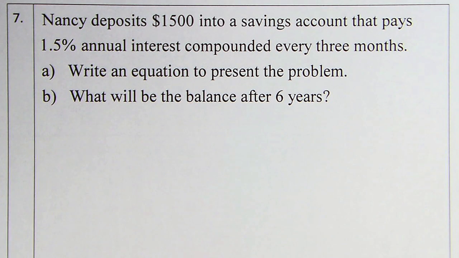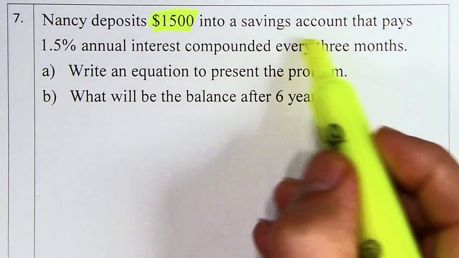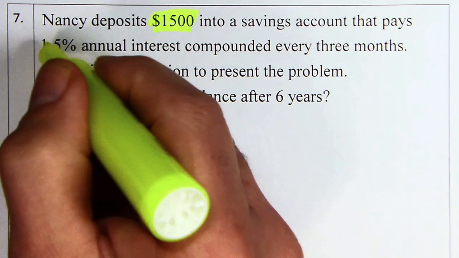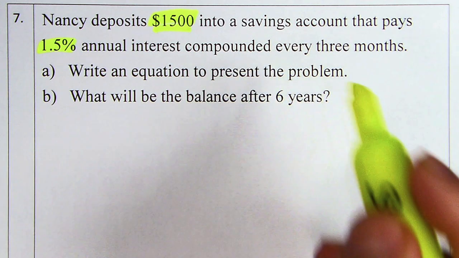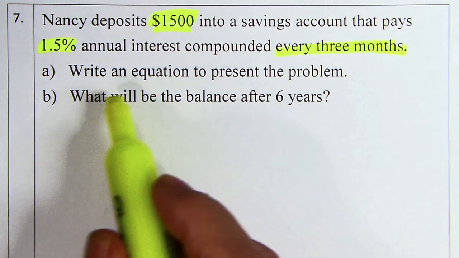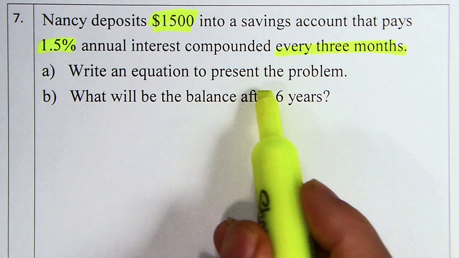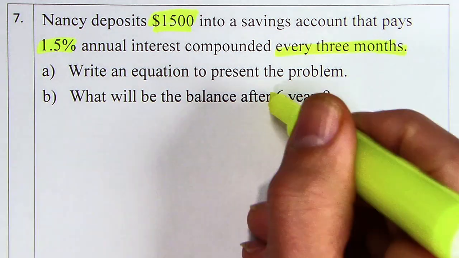Nancy deposits 1,500 into a savings account that pays 1.5% annual interest rate compounded every 3 months. Write the equation to present this problem. What will be the balance after 6 years?